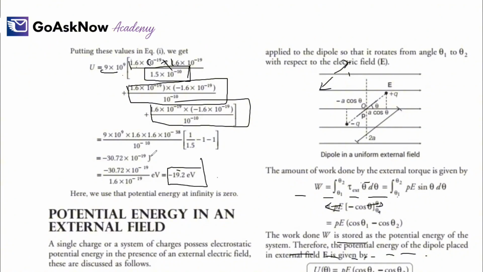Because it was coming in joule, you have to divide it by 1.6 into 10 power minus 19 to get it in electron volt values. Okay. So here we use the potential energy at infinity as 0. That is the obvious thing, that we always assume that potential energy at infinity is 0 if it is not mentioned specifically. Okay.